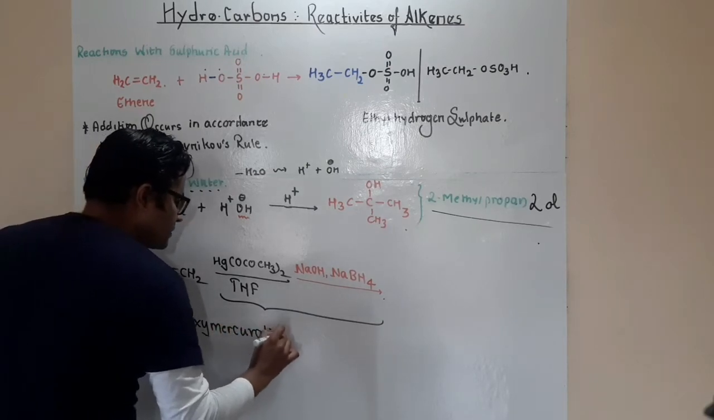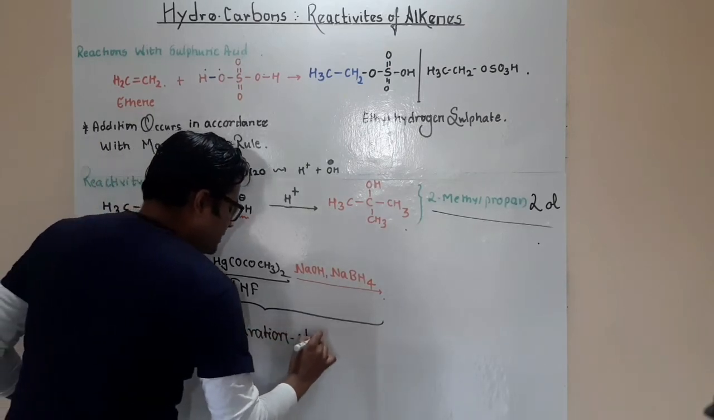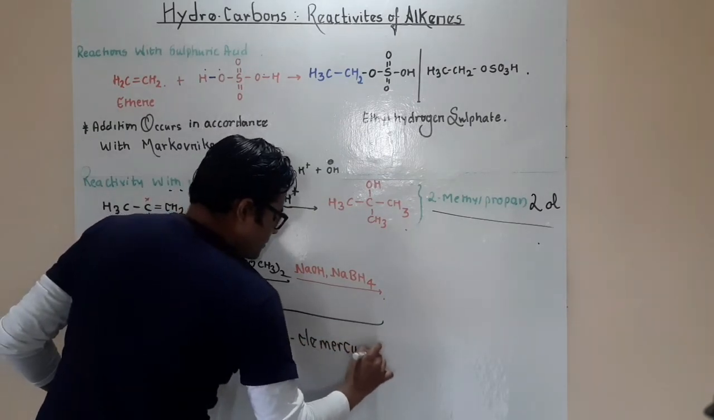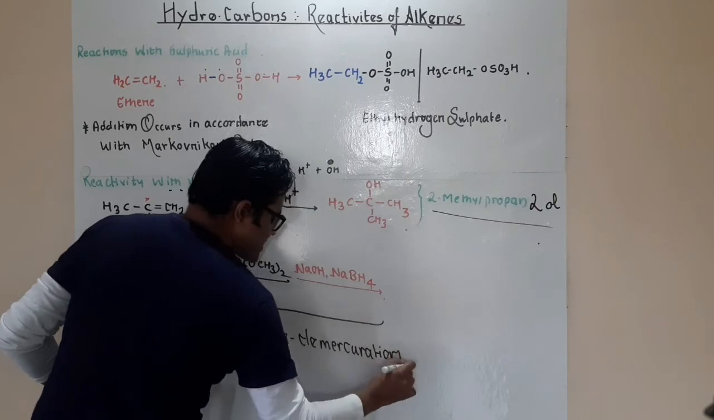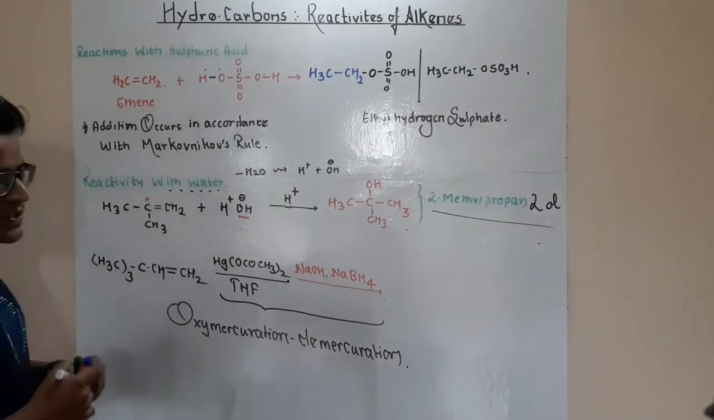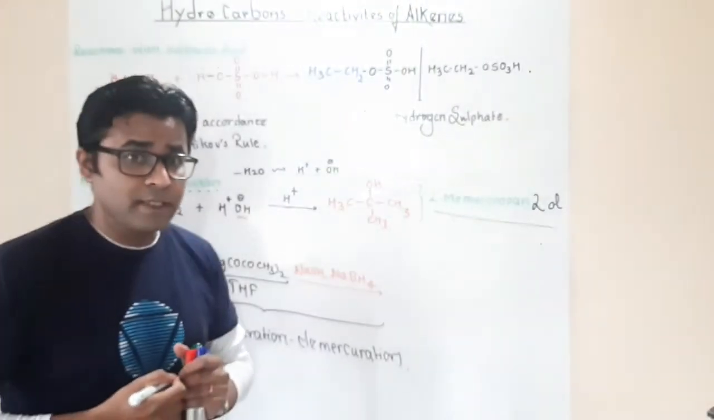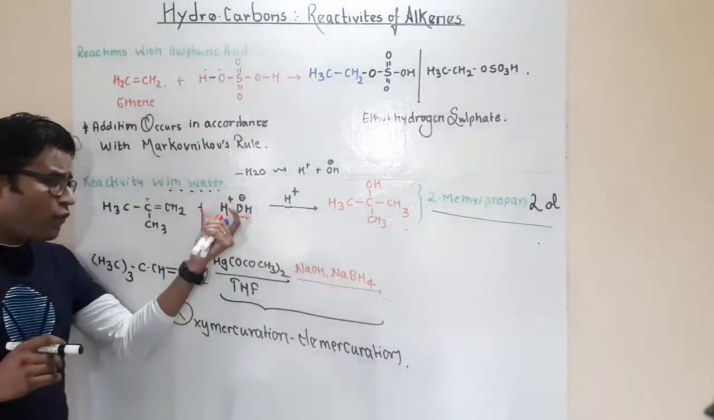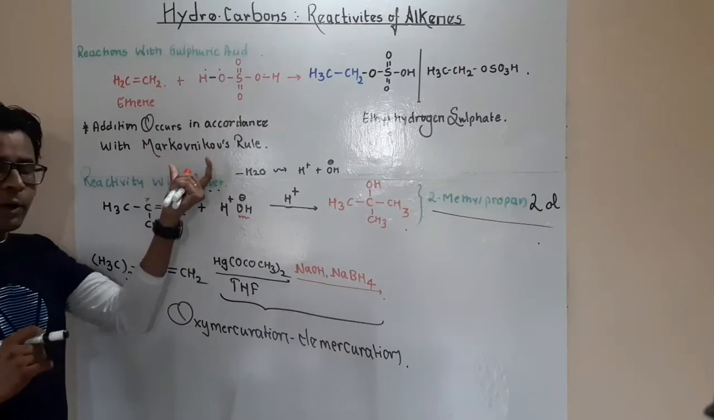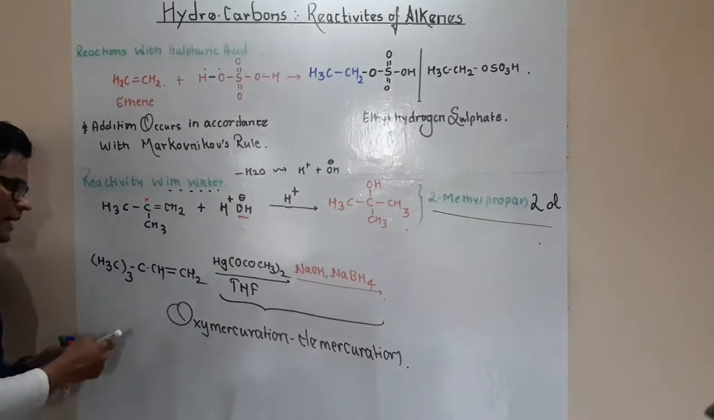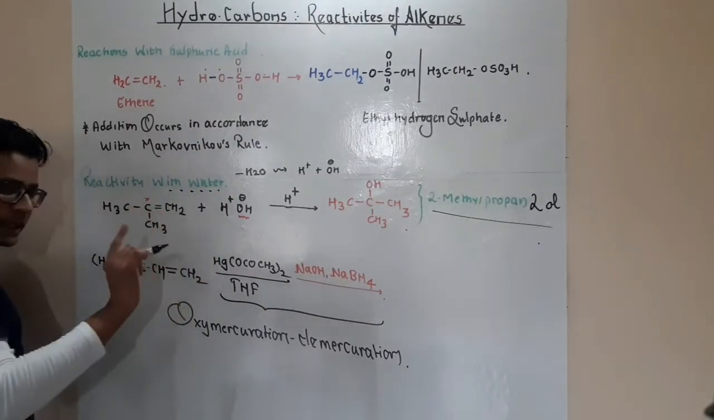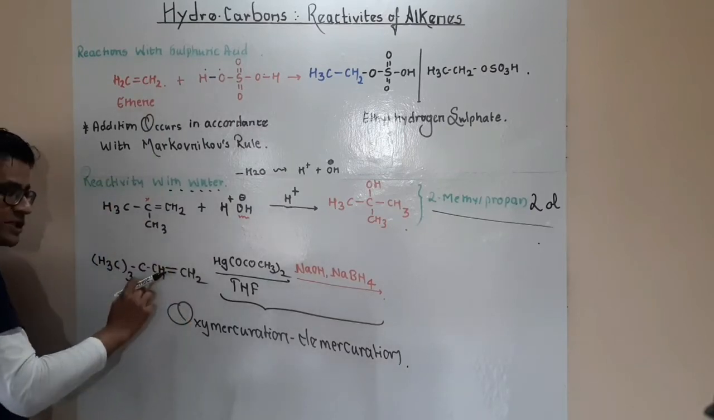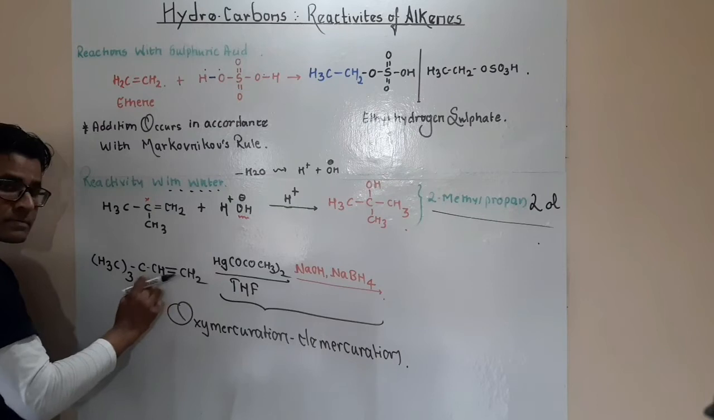oxymercuration, demercuration process. So please remember the name: oxymercuration, demercuration. So here again the addition of water takes place in accordance with Markovnikov's rule. That means here again, whatever OH minus, the negative part of the addendum, is going to attach to that particular carbon which has a lesser number of hydrogens.